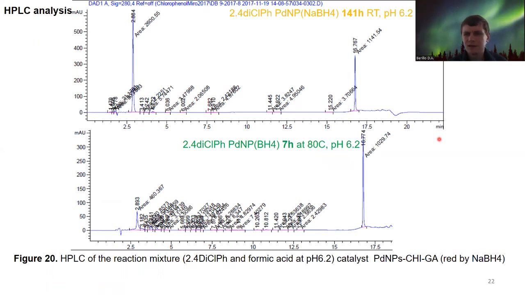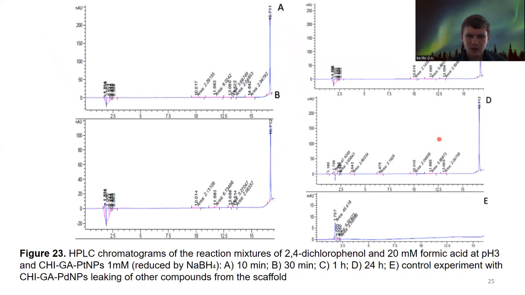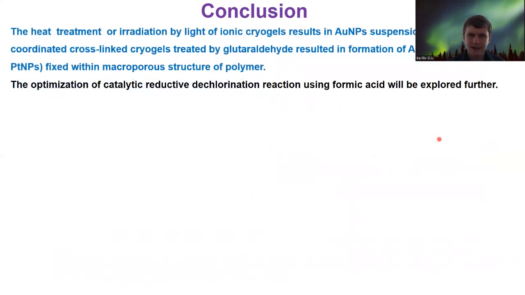Also, we tested dichlorophenol, and we observed the main peak of dichlorophenol and numerous peaks of side products of the dehalogenation process. What we observed is that the optimal conditions were pH 3 and temperature approximately 80 centigrade, and platinum was less active compared to palladium. HPLC data and also the control experiment on image E indicate that we don't have a leakage of any compounds from the scaffold, and all these observed peaks are related to derivatives of chlorophenols during the catalytic reaction.